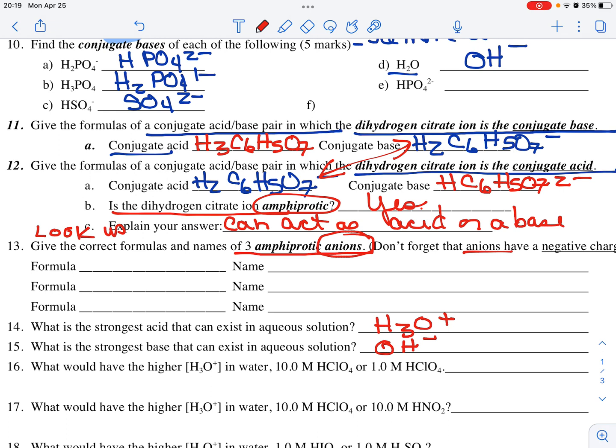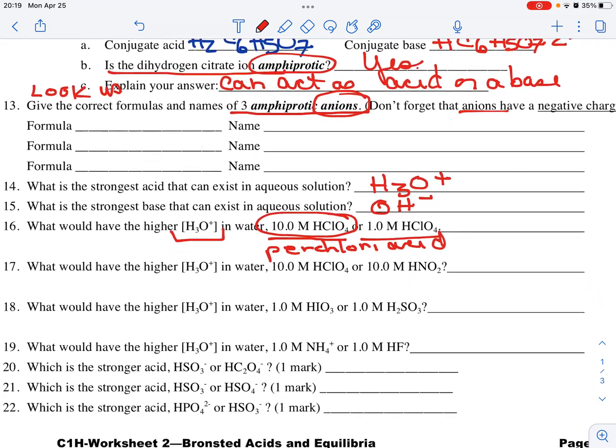So now we're going to look and see which would have the higher hydronium ion in water. And we're given two different concentrations of the same acid. Make sure you know that this is perchloric acid. Good heavens, I've been doing this forever. And obviously we're going to pick the one with the higher concentration.